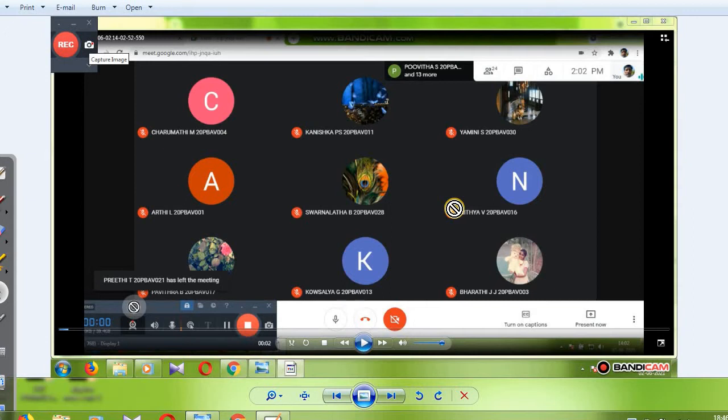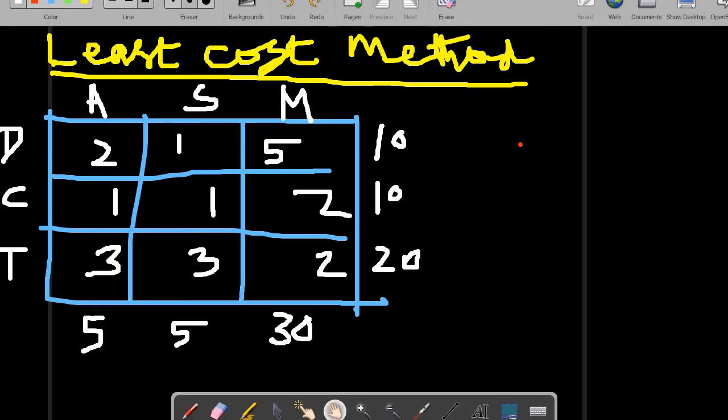So I am going to take the next type of problem here. It is called the least cost method. That's what I'm going to define for you. So in this class, we are going to discuss the second model in the transportation problem, that is the least cost method.